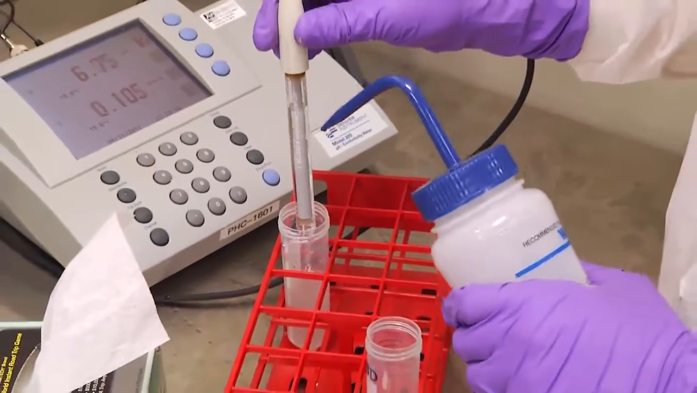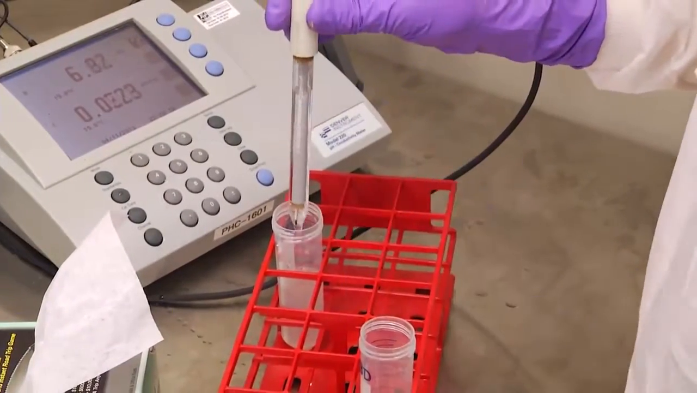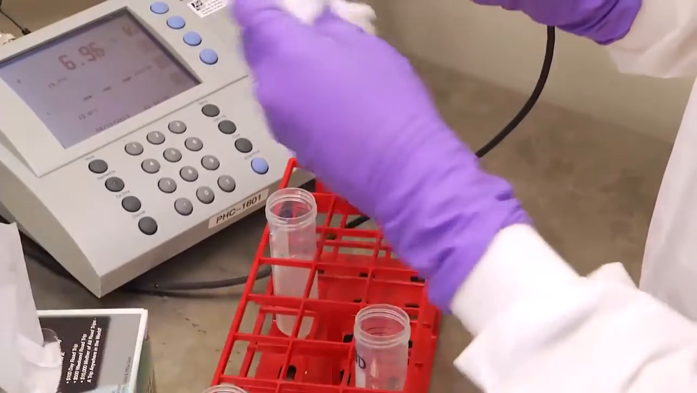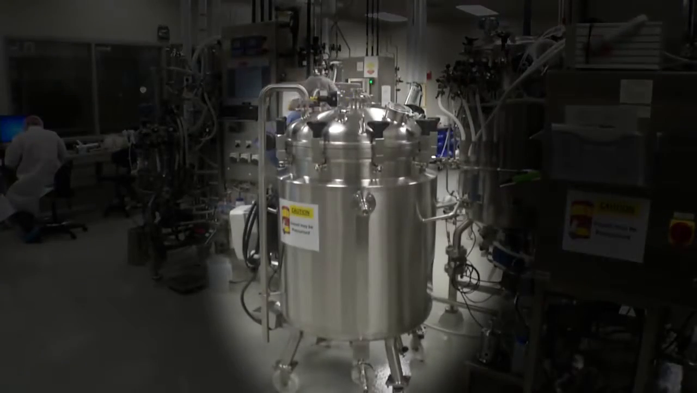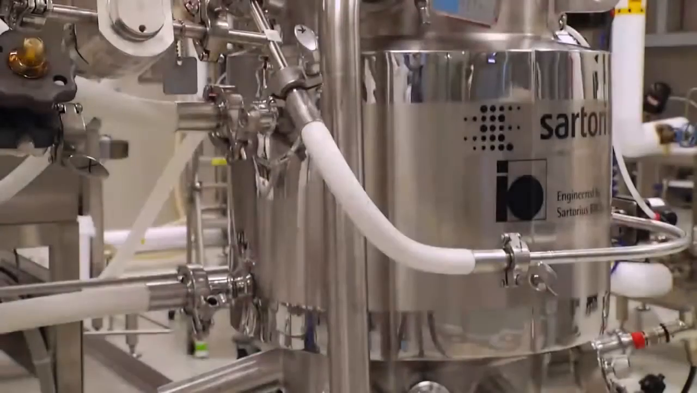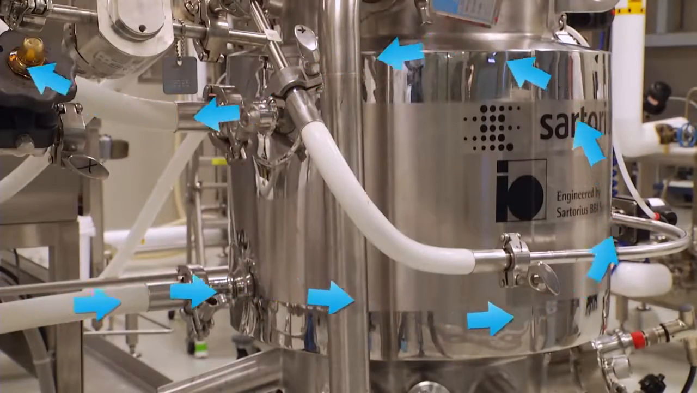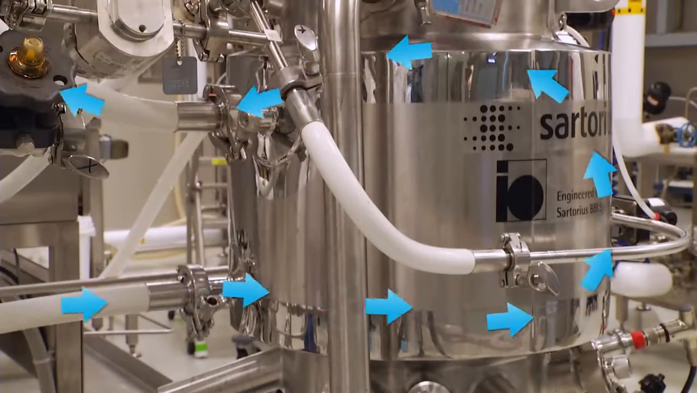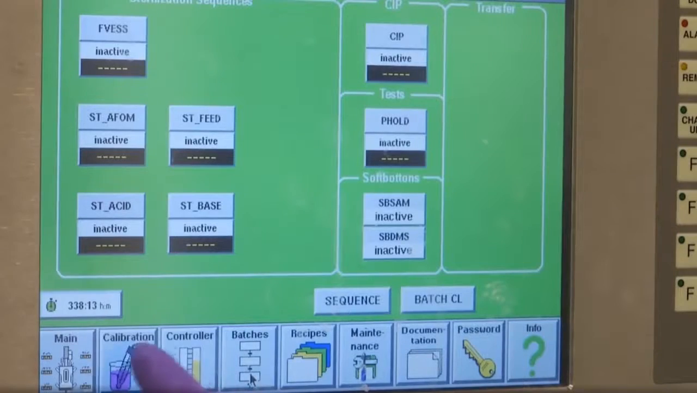a glucose analyzer to measure glucose, a key nutrient, an offline pH meter to help track the acid-base balance and adjust online measurements if needed, and a broth tank for our final product.